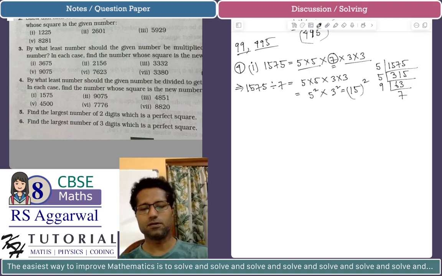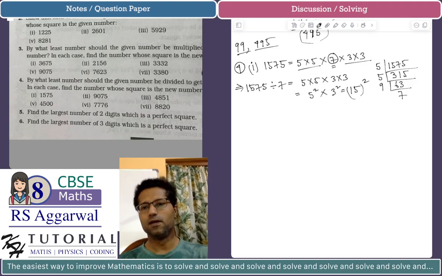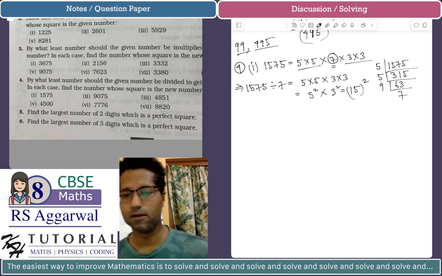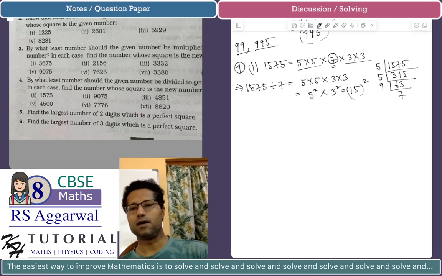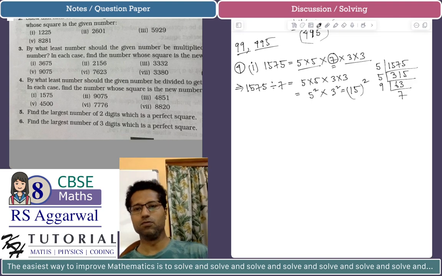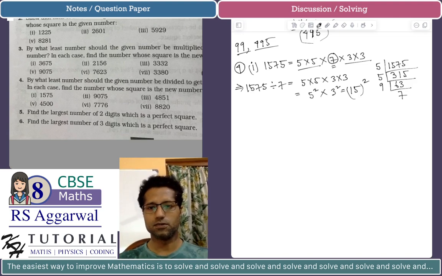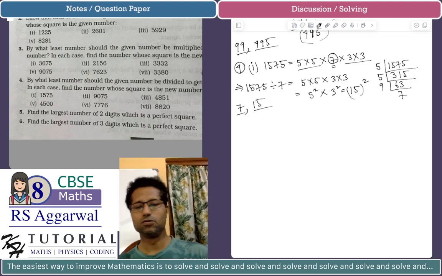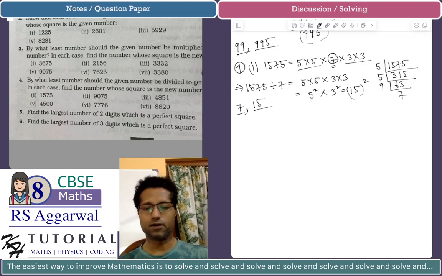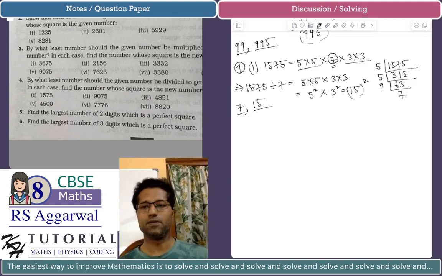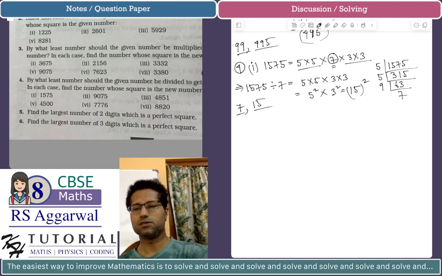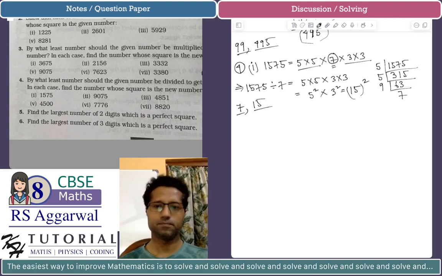So the answer for this question asks two things. What is the least number by which you should divide the given number 1575 to make it a perfect square, and the second thing it asks is that after dividing, whatever the new number is that is a perfect square, you have to find whose square that perfect square is. So the answer for this question is 7 and 15. These are the two answers. We should divide the given number by 7, and after dividing the given number by 7, we get a number which is a square of 15.